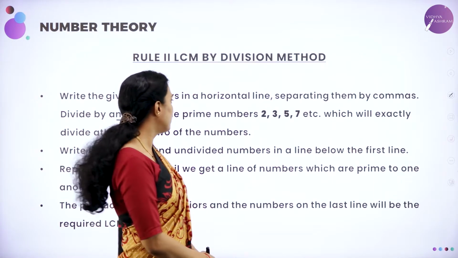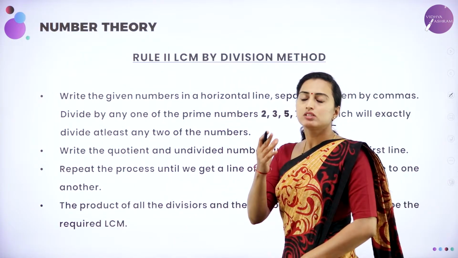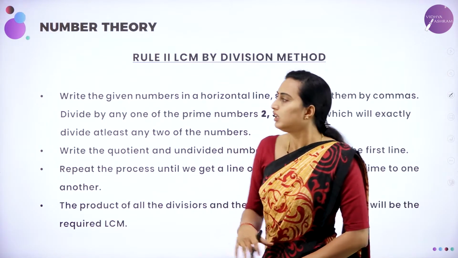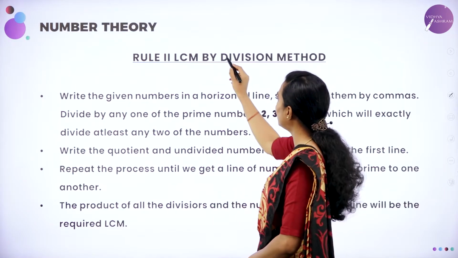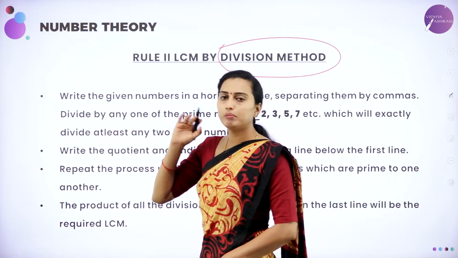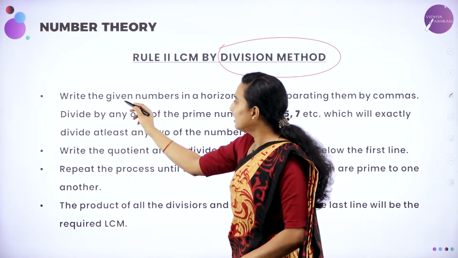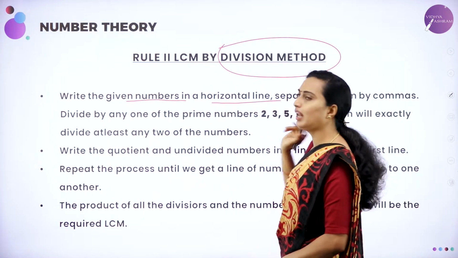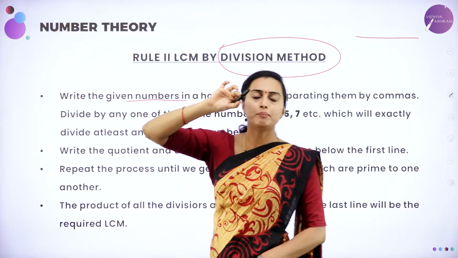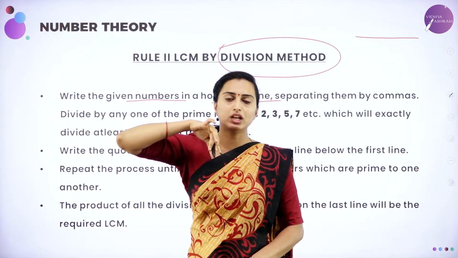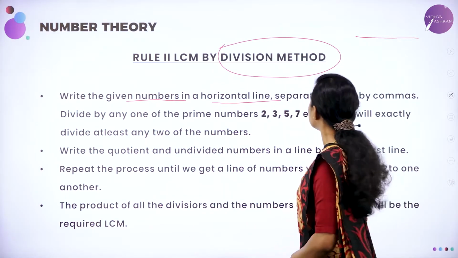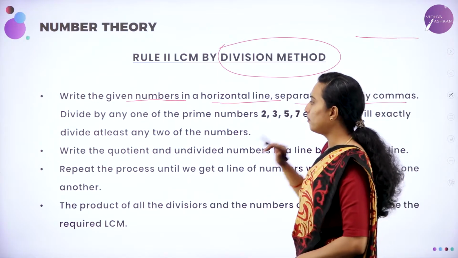Okay. So, next we'll be moving on to rule 2. Till now we have learned rule 1, which is the factorization method. Now, we'll be moving on to rule 2, which is nothing but the division method. Okay. So, what is the procedure for this one? Write the given numbers in a horizontal line, like this. This is a horizontal line. Our numbers will be separated by a comma. If there are 3 numbers, each number is separated by a comma. In a horizontal line, you must write it, separating them by commas.